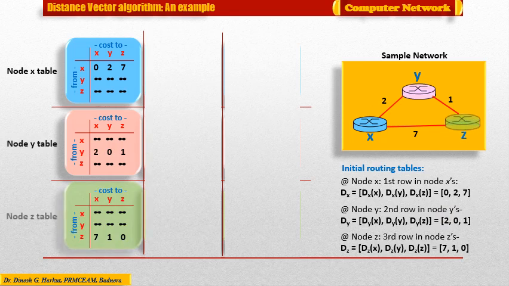And similarly for node Z, the first two rows associated with nodes X and Y have not received any updates from node X and Y, hence they are initialized with infinity, and the initial distance vector for the self node Z is 710.